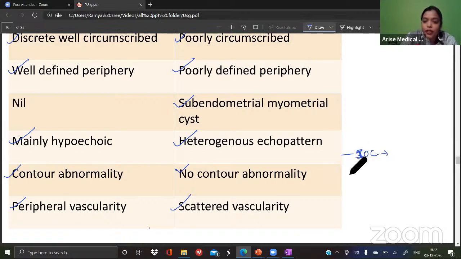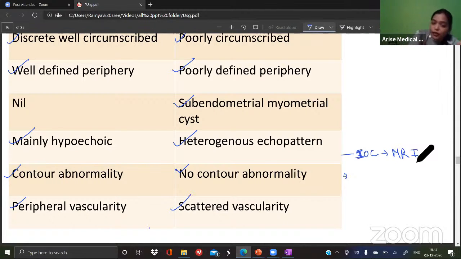What is the investigation of choice and what is the gold standard? Mainly, the investigation of choice is something you have to answer. The investigation of choice for adenomyosis is MRI. First line, excellent, Shahid Afreed. Very good.